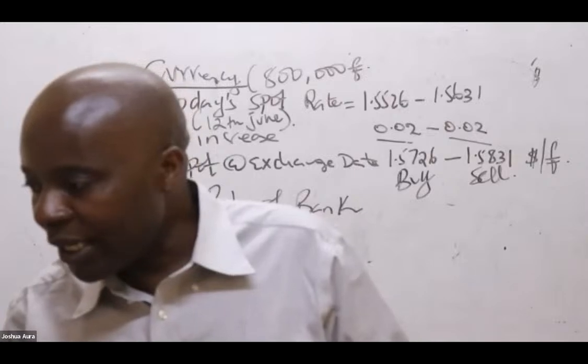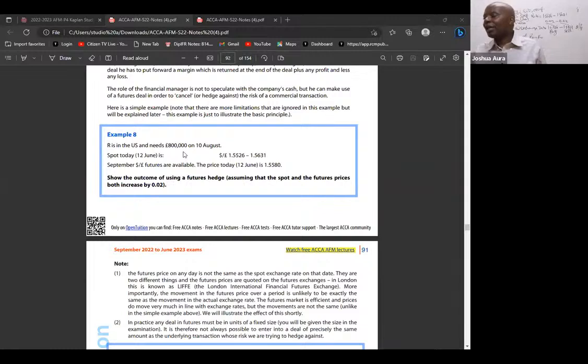What have they told us here? Remember, what have they told us here? R is in the US and it needs £800,000. So if R were a person, I can see R walking straight away to the bank. And then automatically, what shall it be doing?